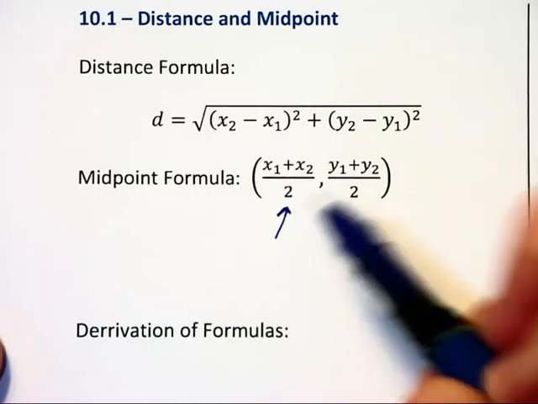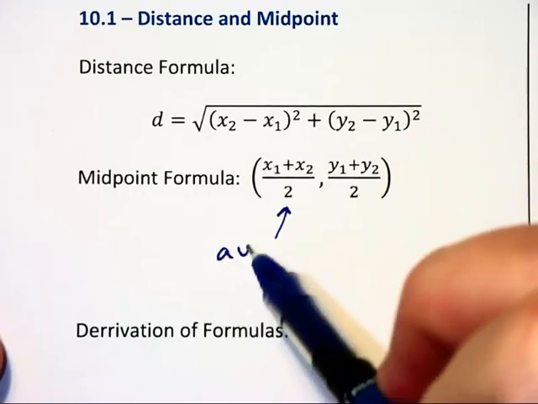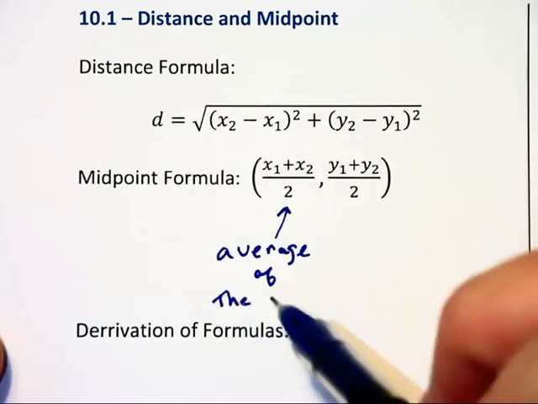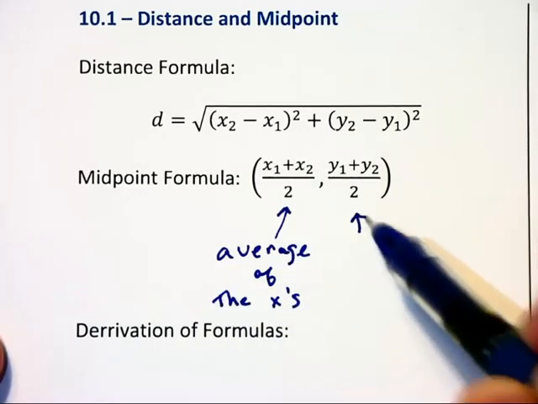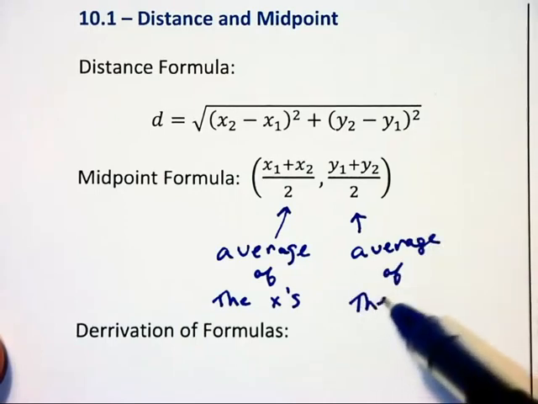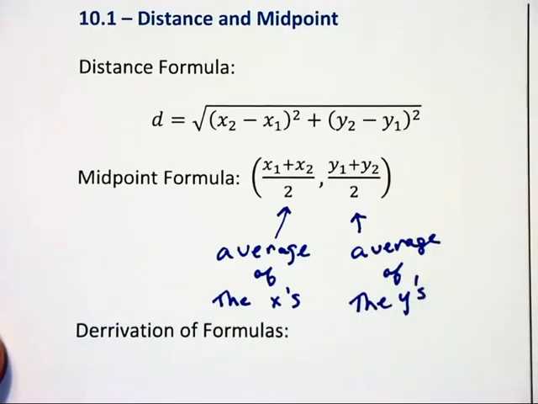Basically, for this midpoint formula, you're going to find the average or the mean of the x's, and then you're going to do the same thing. You're going to find the average or the mean of the y values. And that is the quick and easy way to come up with the midpoint.